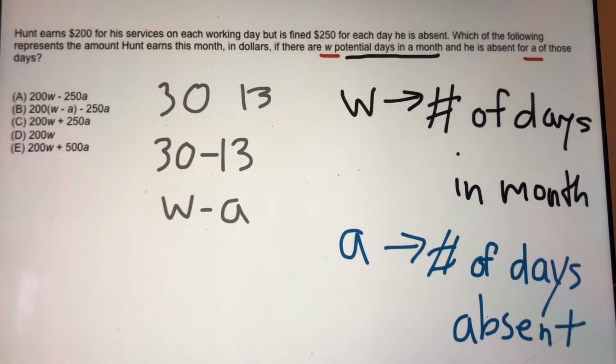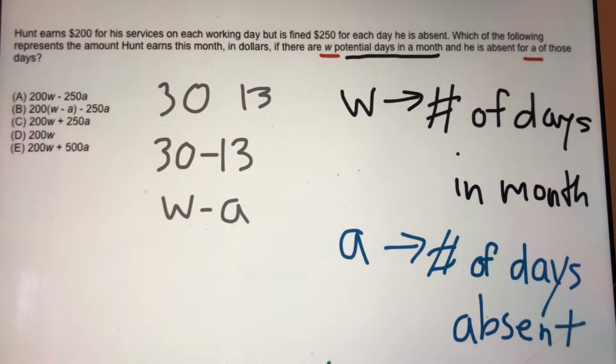So if we take W minus A and treat it as its own variable, W minus A is equal to the number of working days.